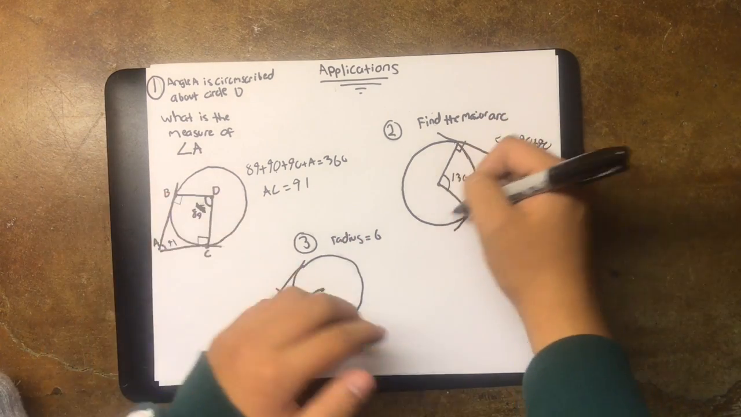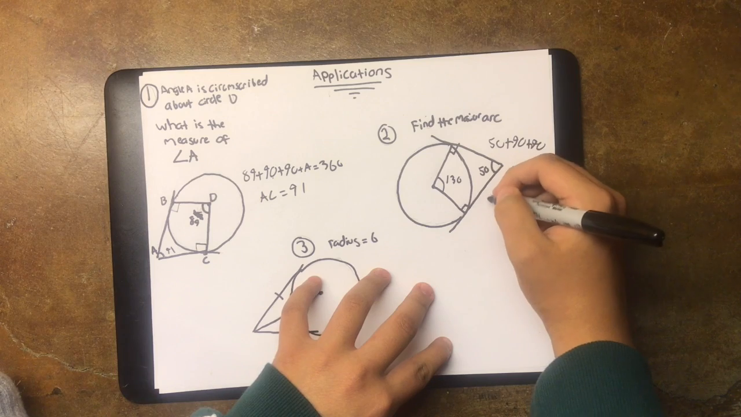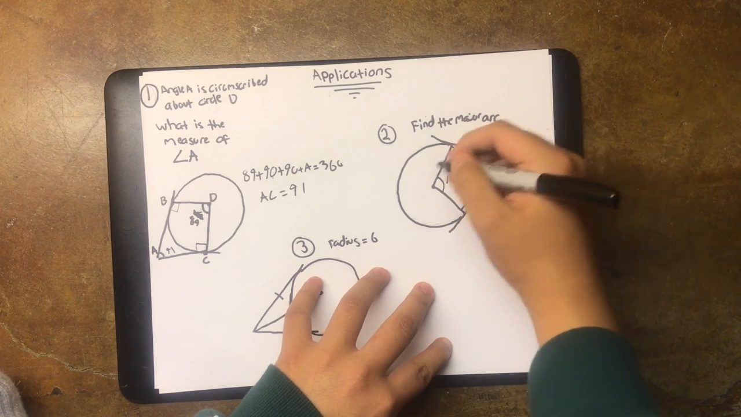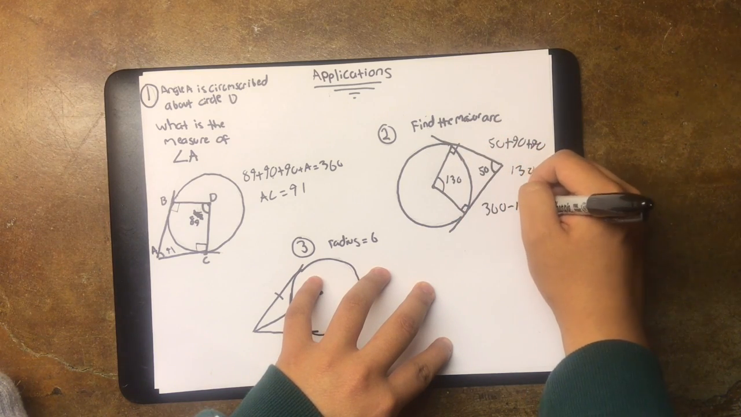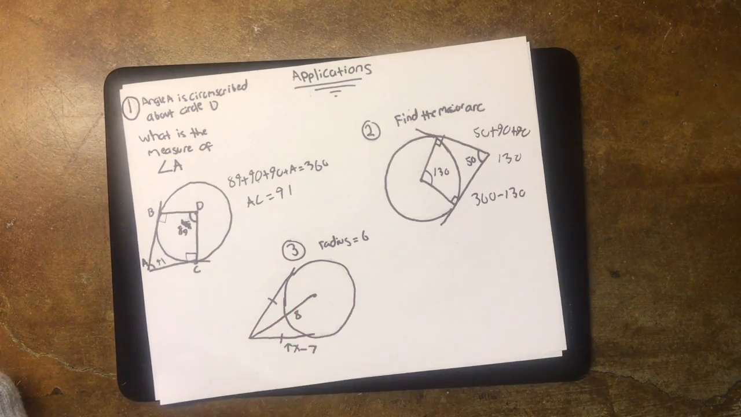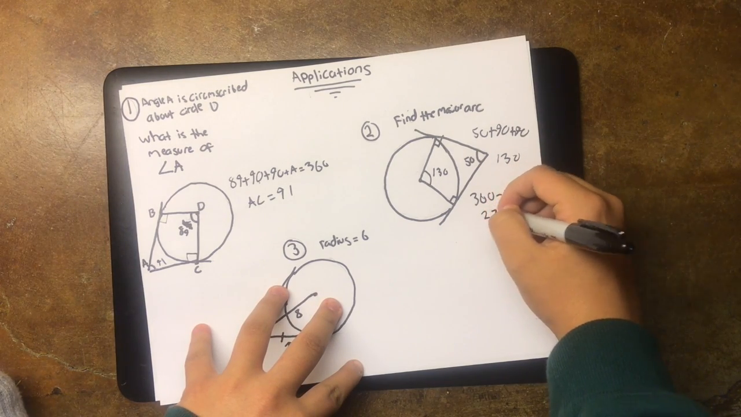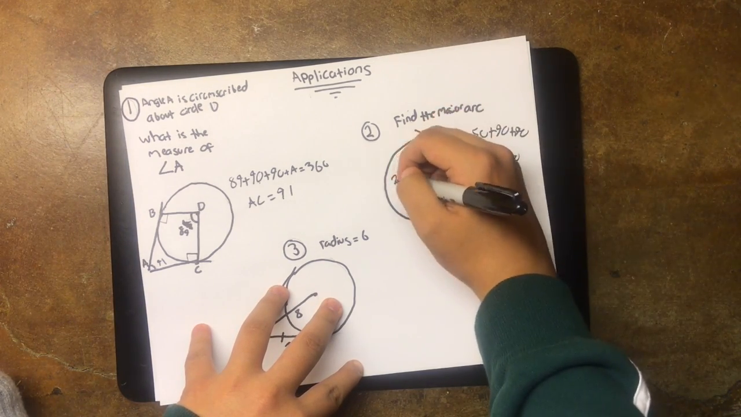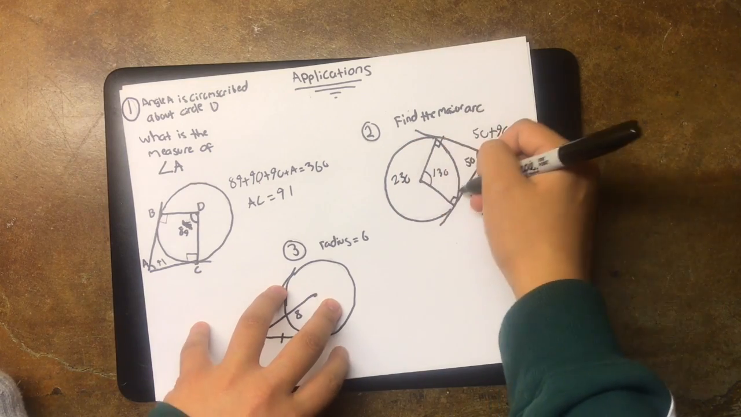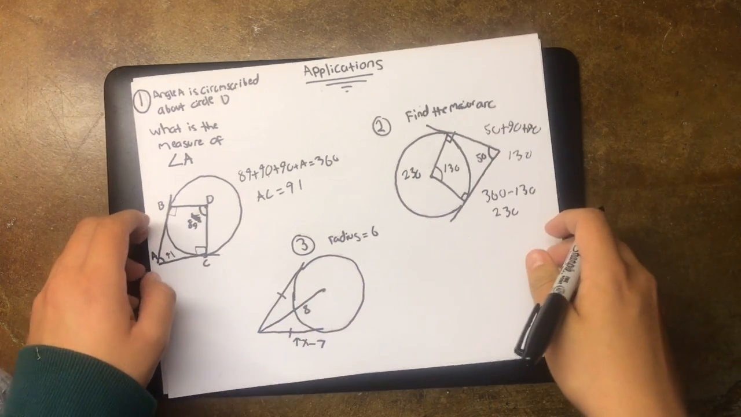Then to find the major arc, it's a simple step. Since it's a circle, we do 360 minus 130, which would equal 230. So the major arc would equal 230, and that's using tangent lines to find this major arc.